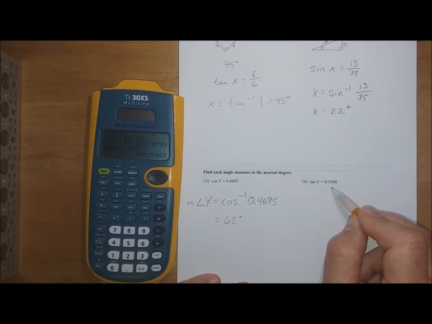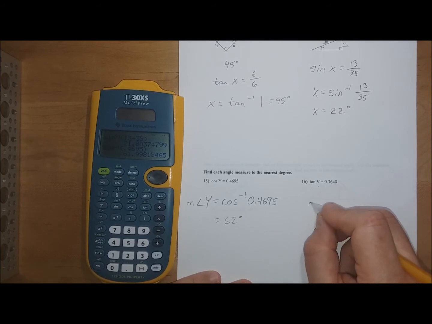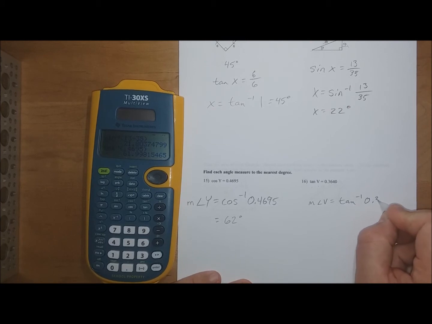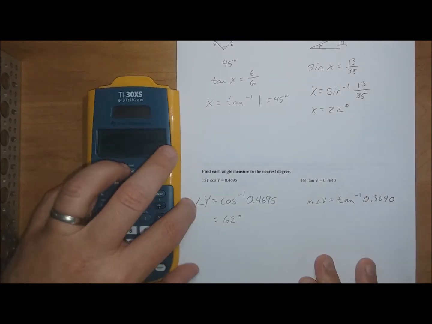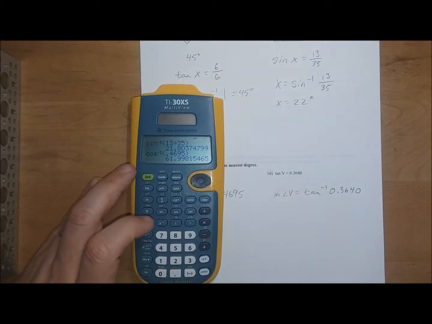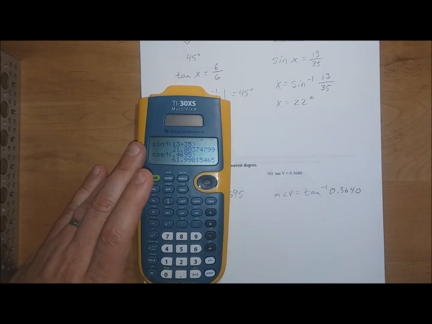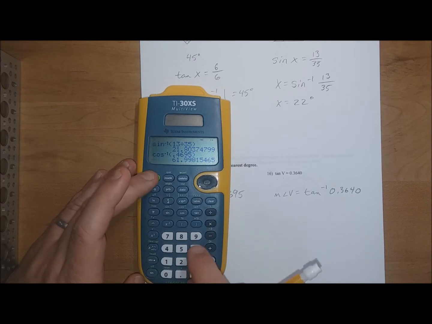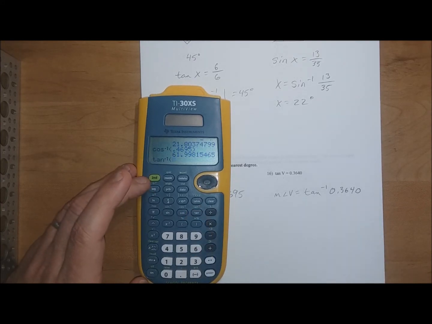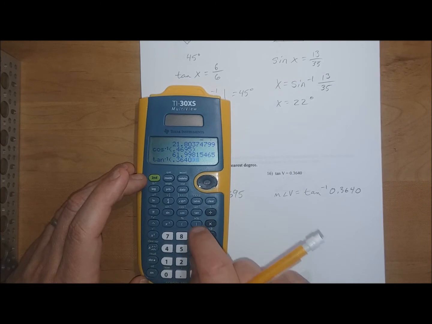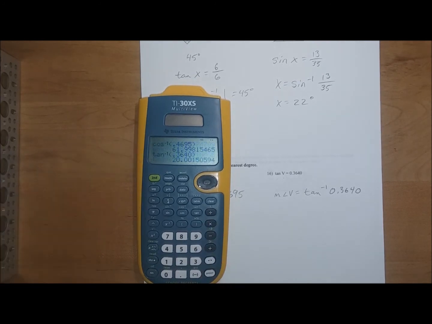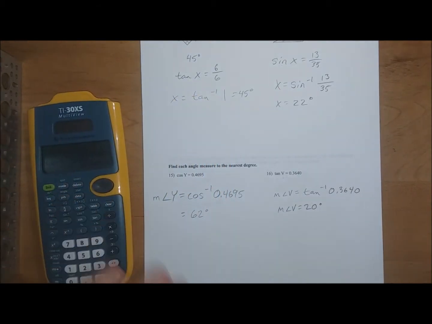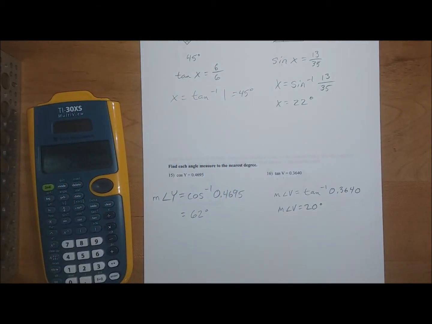If the tangent of angle V is 0.3640, then the measure of angle V is the inverse tangent of 0.3640. Basically asking myself, what angle has a tangent of 0.3640? If we reverse look up in our table, which is really what the calculator is doing, we can figure out what that angle is using that inverse tangent. Good, and we get the measure of angle V equals 20 degrees. Good. What's on the next page?